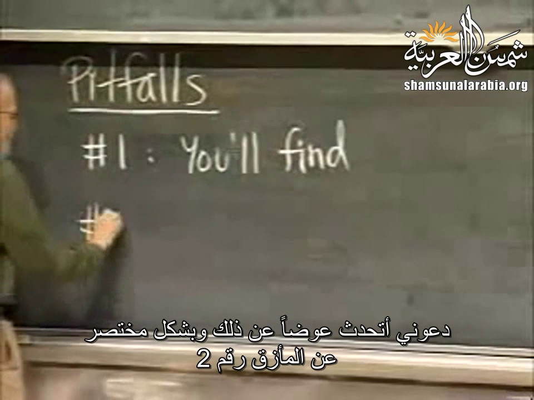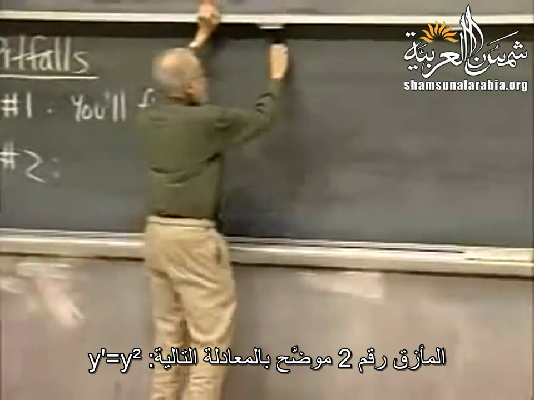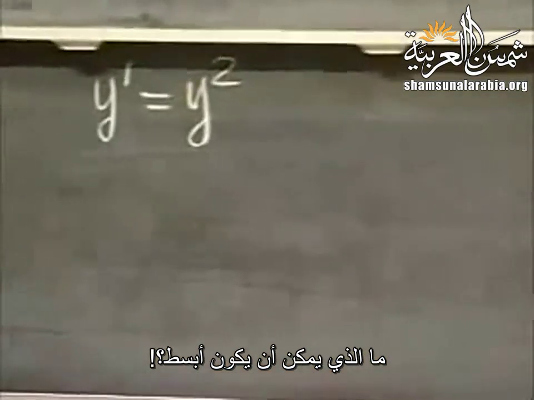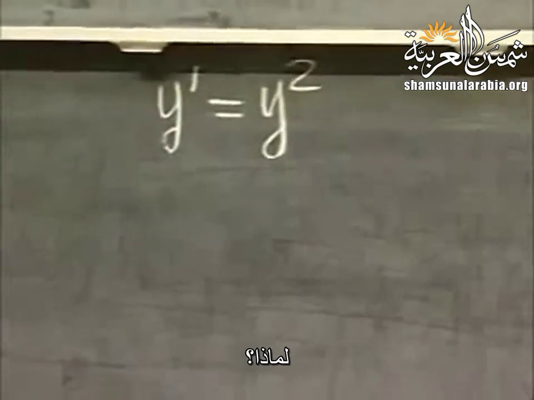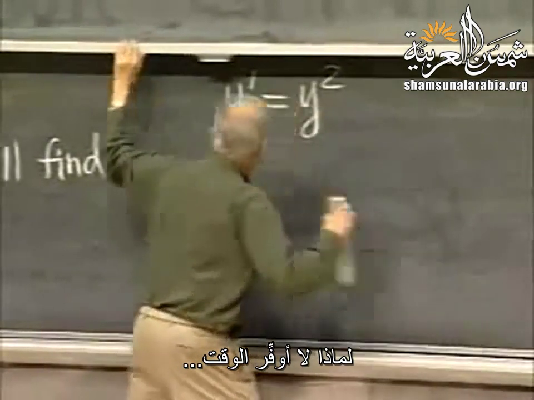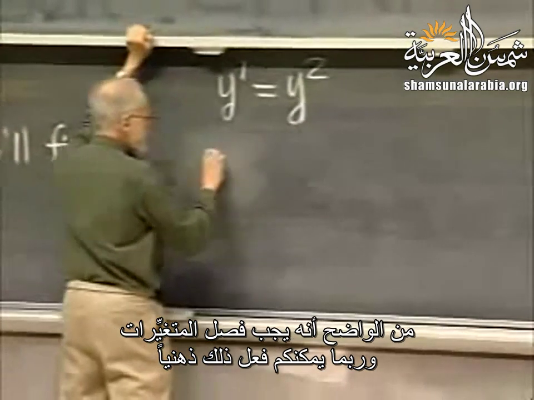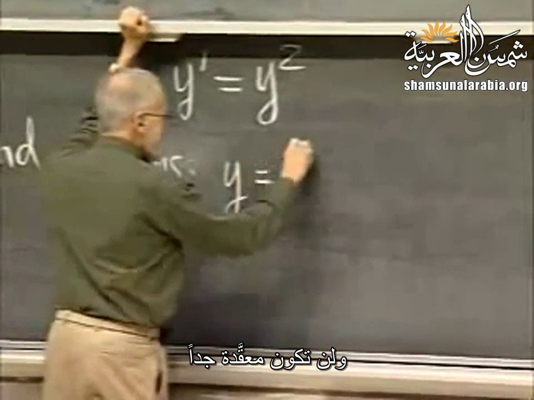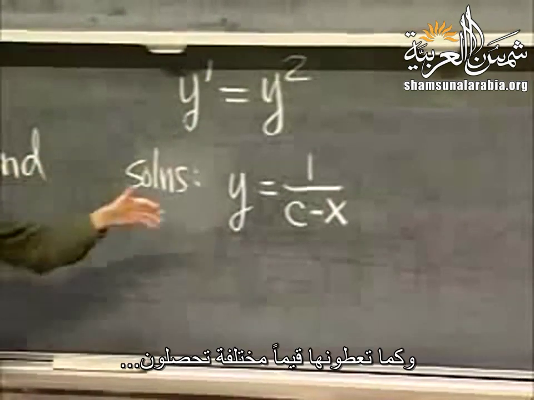Let me talk briefly about number 2, which I'm not giving you an exercise in. Number 2 is illustrated by the following equation. What could be simpler? This is a very bad equation to try to solve numerically. Why? Well, if I separate variables, I'll just tell you what the solution is. The solutions will have an arbitrary constant in them, and they won't be very complicated. They will be 1 over c minus x. C is an arbitrary constant, and as you give different values, you get different solutions.